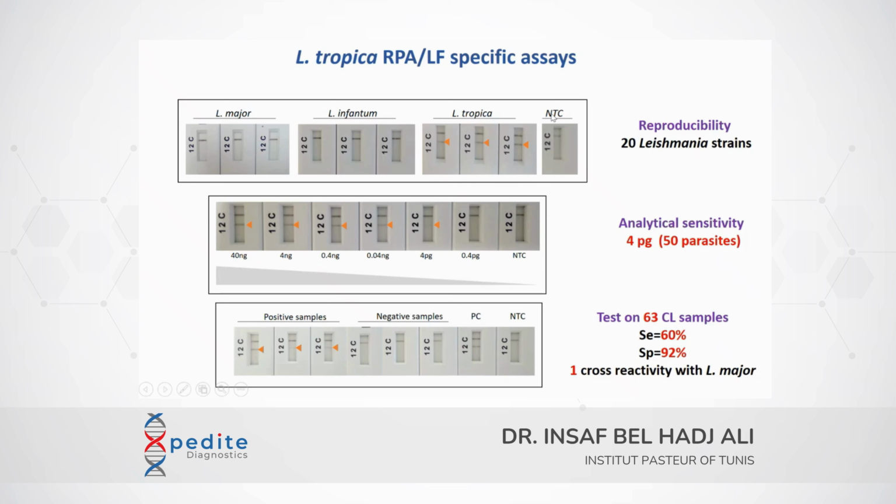So when we tested the assay on CL samples, it reached a sensitivity of 60% and a specificity of 92%, with one cross-reactivity with an infection due to Leishmania major. And overall, the samples collected from Morocco did not react with our Leishmania tropica specific test. So now we are working on screening for new, improved markers to set up the Leishmania tropica specific assay.